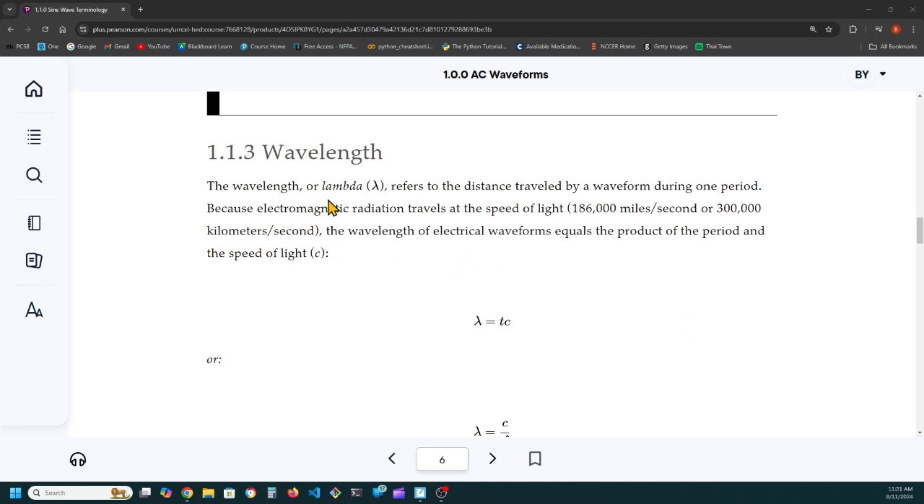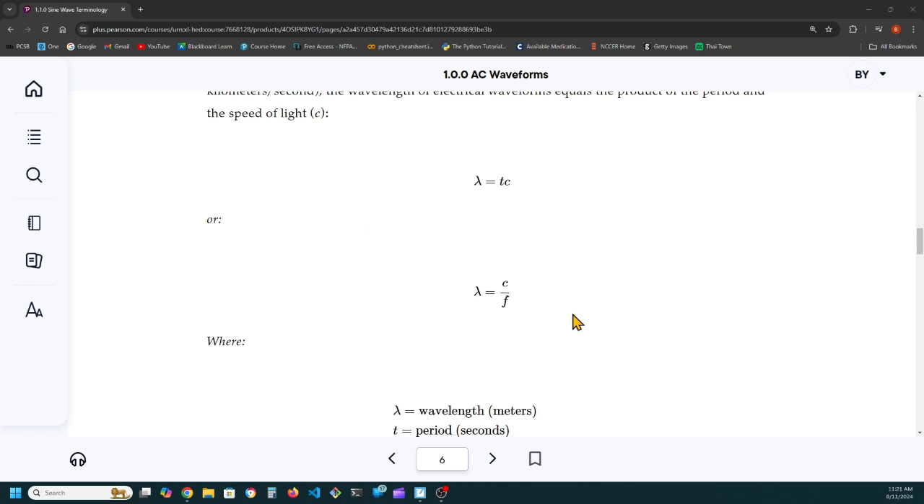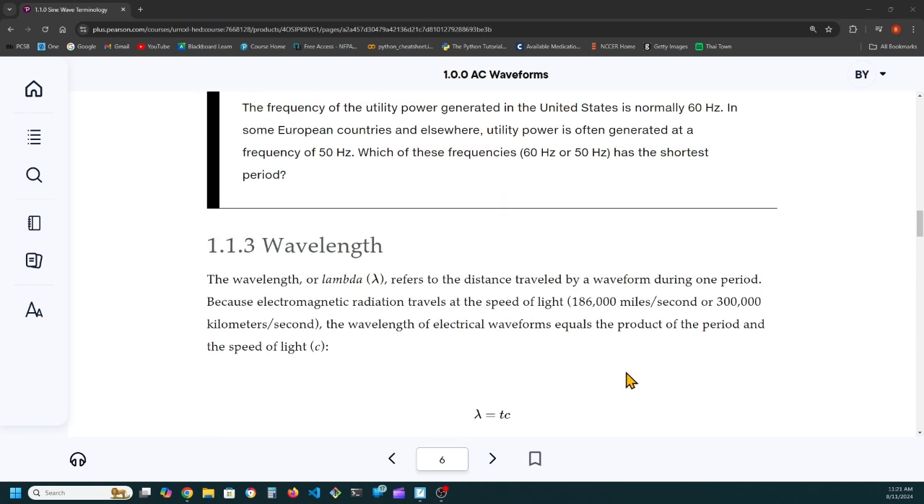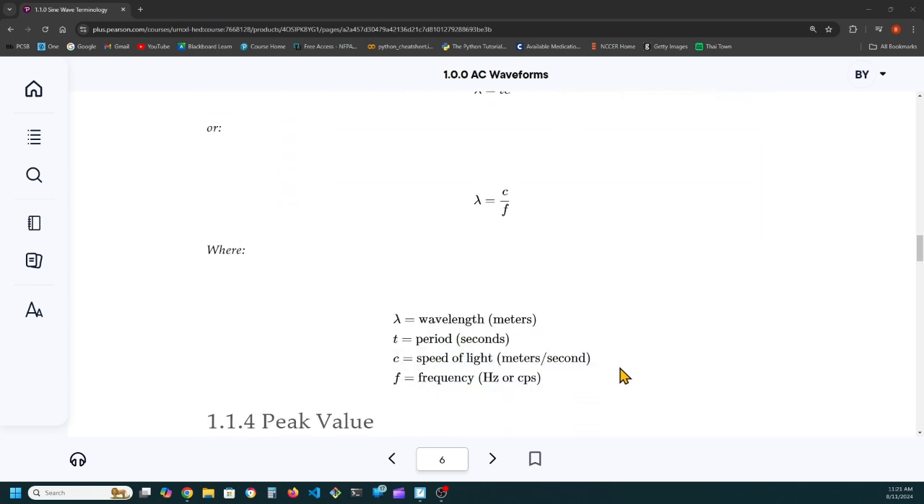Wavelength, lambda, refers to the distance traveled by a waveform during one period. Because electromagnetic radiation travels at the speed of light, the wavelength of electrical waveforms equals the product of the period and the speed of light. Don't let that confuse you. I think our waveforms, I want to say it's about 1 meter long, something like that.